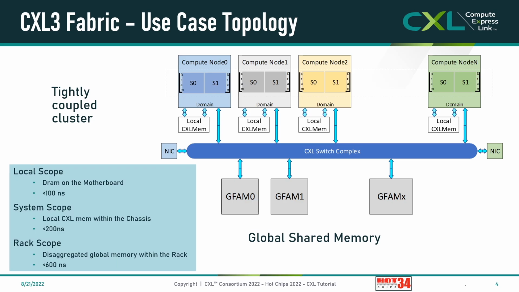Rack scope is defined as the disaggregated global memory within a rack. It is this scope that the CXL3 Fabric is largely focused on providing. This tier is expected to have sub 600 nanosecond latency. This tier will be the capacity memory for the overall system supporting sharing of the data across all processors within the system. Systems of this type with multiple tiers of memory will require application writers to be aware of data placement to achieve the potential benefits of the global shared memory.